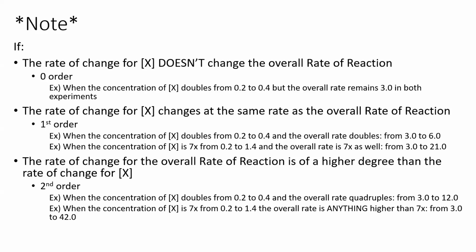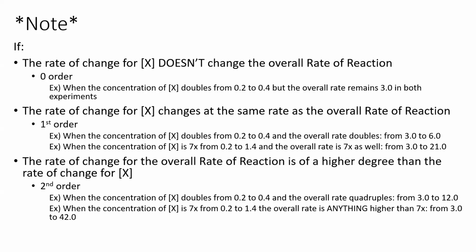Now, when the rate of change for some reactant X changes at the same rate as the overall rate of reaction, then we have something that we consider first order. So when the concentration of X doubles from 0.2 to 0.4, the overall rate doubles from 3 to 6.